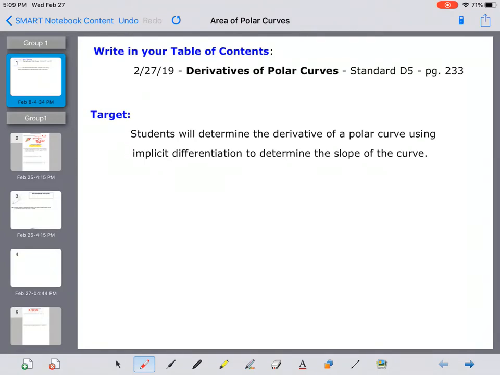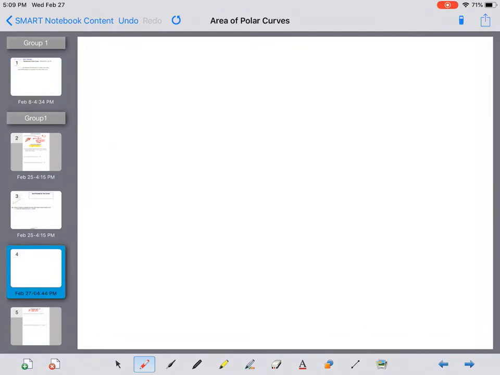to determine the slope of the curve. It's kind of redundant, but we're going to talk about that today. Okay, so when it comes to the slope of any curve, whether we're in rectangular form, polar form, or what we'll learn as parametric form next week, the derivative always comes down to the exact same thing. The slope of a curve always comes down to dy over dx.